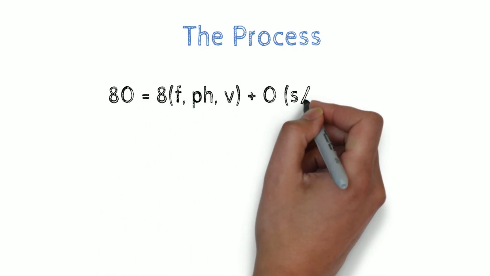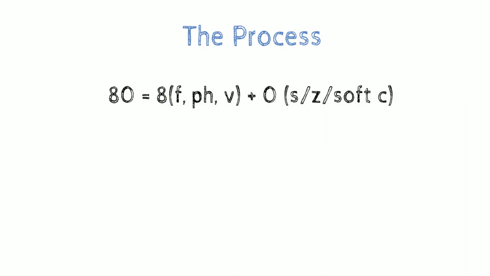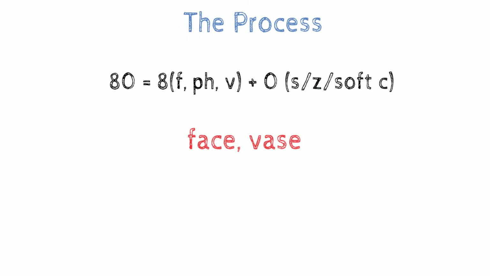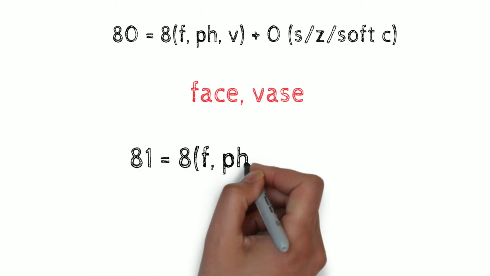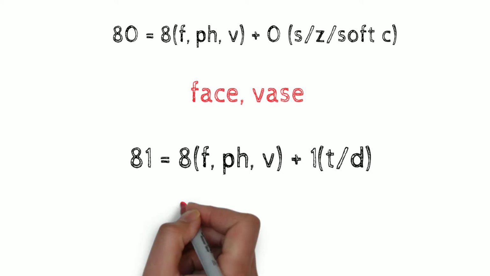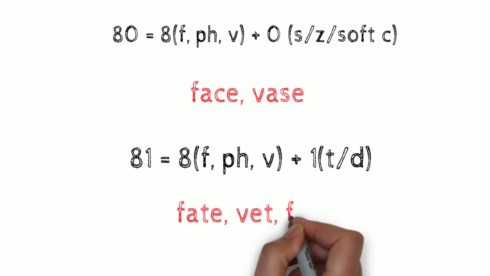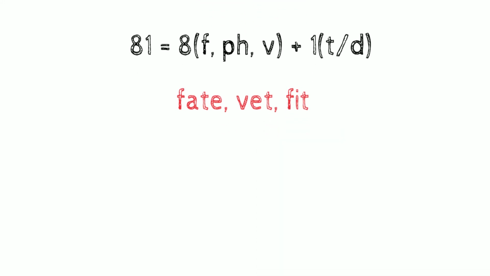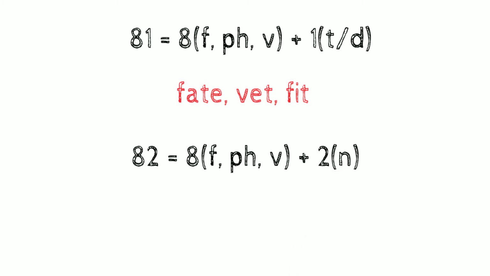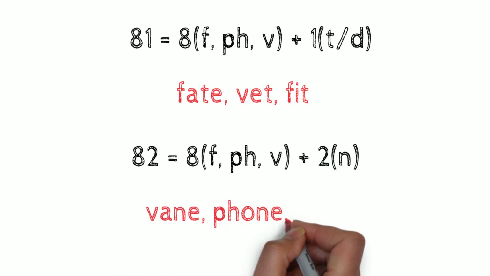The same consonant sounds represent number 8, while the S or Z sounds represent number 0. Bringing the two together, you can use words like face or vase, for example. For 81, the consonants T or D represent number 1. Think of words like fate, vet, or fit. N represents number 2 in 82. You can use words such as vein, phone, or fun.